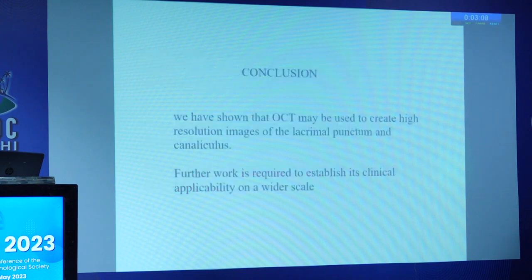So we can conclude that OCT may be used to create a high-resolution image of the lacrimal punctum and canaliculus. Further work is required to establish its clinical applicability on a wider scale.